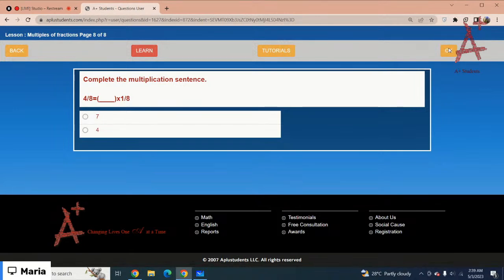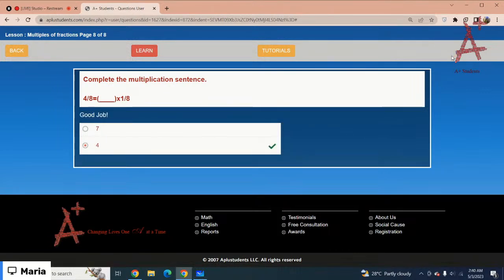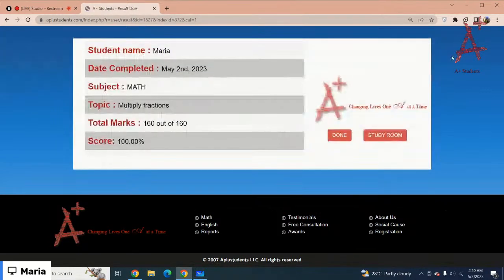Okay, the next one is 4 over 8 equals the missing number times 1 over 8. So which is the correct option? 1 times what number is 8? 1 times 8 is 8. That means, sorry, 1 times what number is 4? Because numerator is 4, you need to make the numerator. Denominator you already have. 4 times 1 is 4. That means the missing number is 4. Okay, we are done with the test.